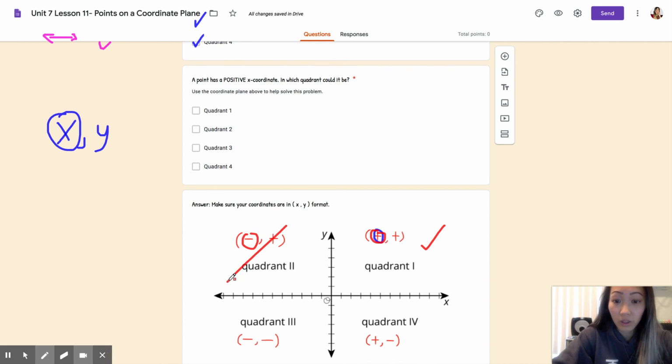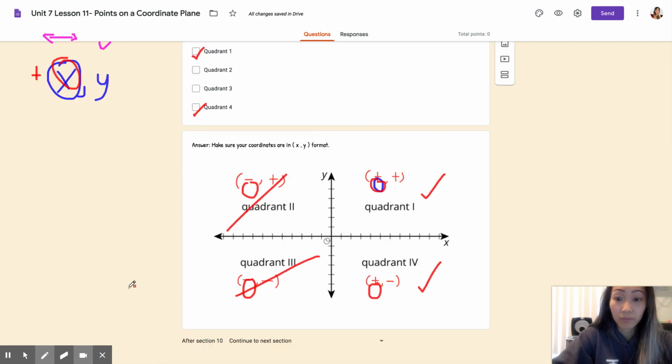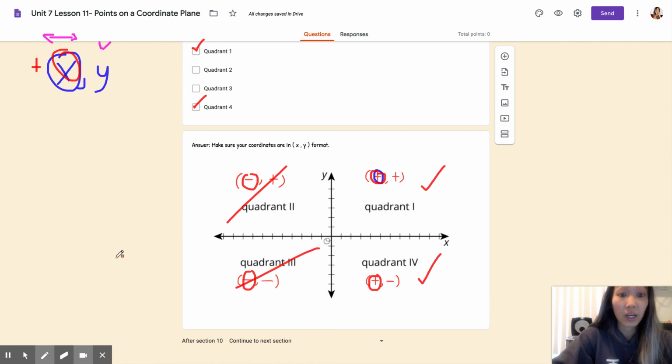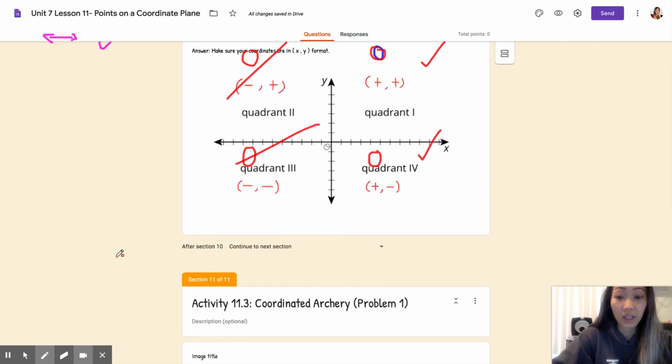Is this a plus? No, so this isn't it. So positive x coordinate, remember positive x, this should be a plus. Is this a positive? No, cross it out. Quadrant 4, is this a positive? Yes. So the answer would be quadrant 1 and quadrant 4. And that would be your activity synthesis.